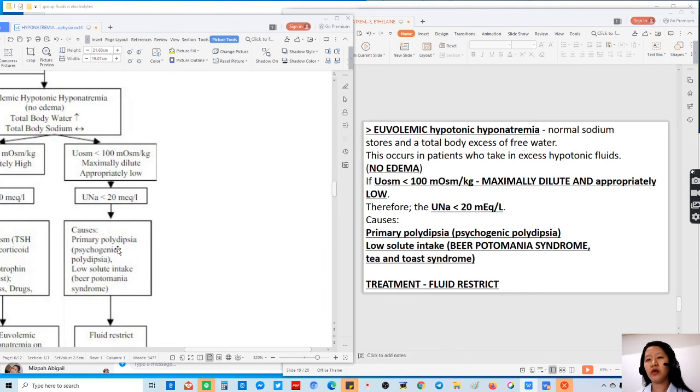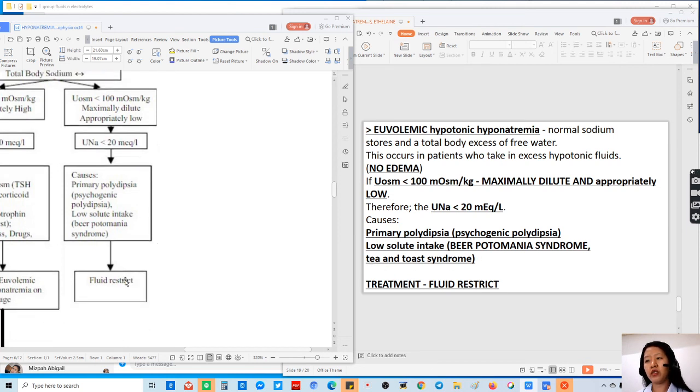Causes: primary polydipsia, psychogenic polydipsia, low solute intake, such as beer potomania syndrome, heavy alcoholic drinkers, or tea and toast syndrome. Then the treatment is simply fluid restriction.